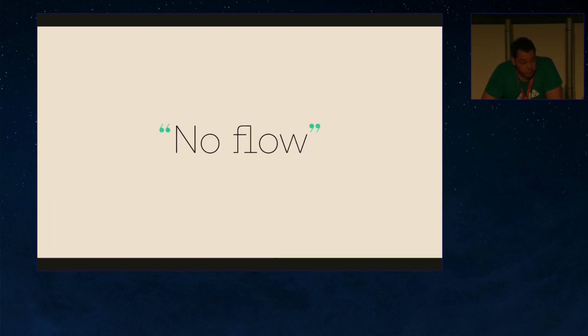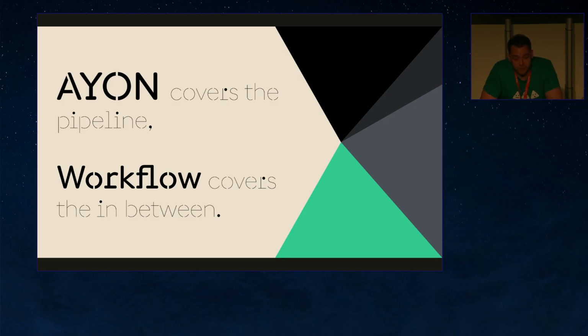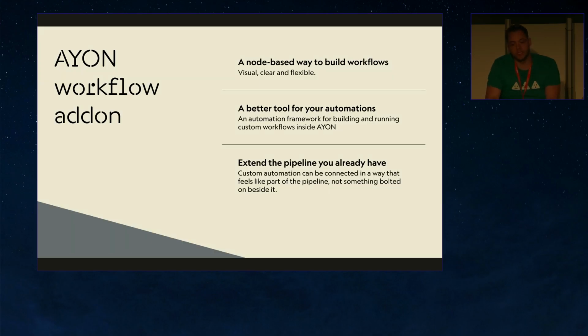So there's no flow. AYON has been around, it already covers the pipeline, but the AYON workflow add-on fills those often not so creatively fun gaps in between, essentially streamlining the pipeline. It's a node-based way to build workflows. Like we all know, teams can see the logic, instead of embedding important details inside custom scripts that only some understand. It also makes for a better tool to automate. Instead of manual steps and stacked workarounds, the AYON workflow add-on can automate these things. But more importantly, I think it's tightly integrated within AYON, so that it can trigger the graphs at the right moments.